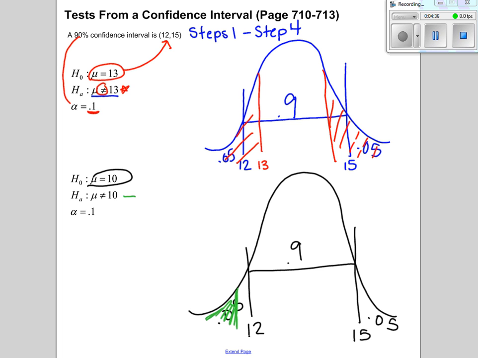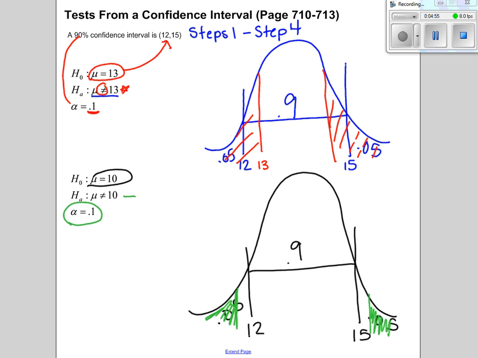Since it's a not equal to, it's double-sided, so I have that on both sides. I have two p-values that are less than 5%. I add them together. I'm obviously going to get something that's less than 10%, which means that I would reject the null hypothesis because my p-value is less than my alpha level.